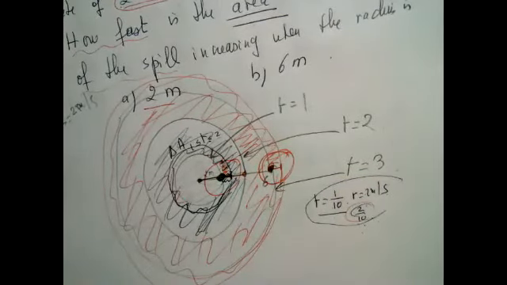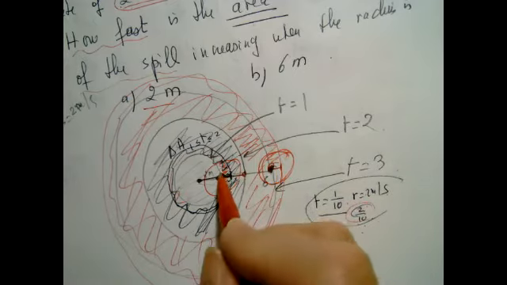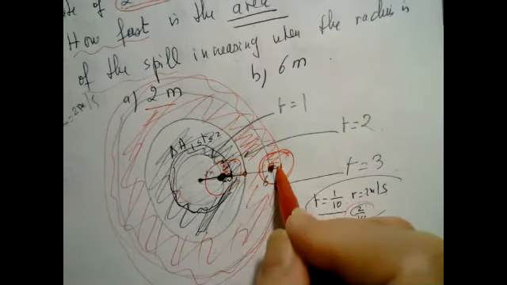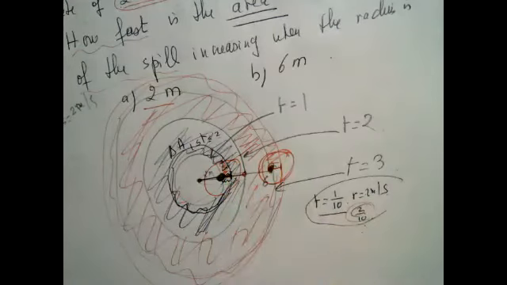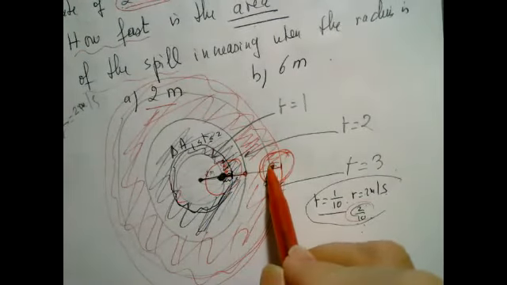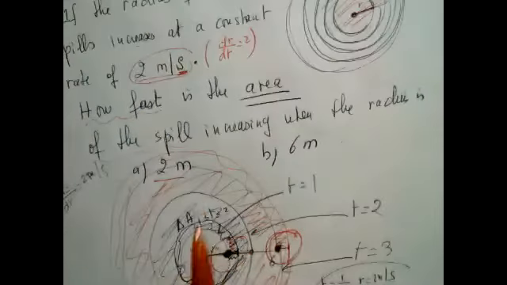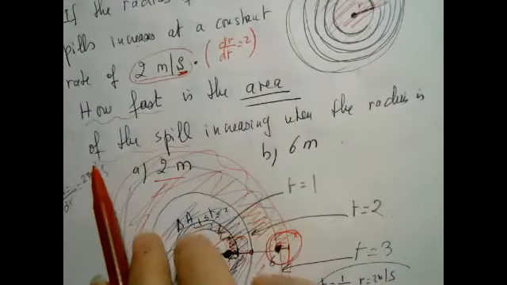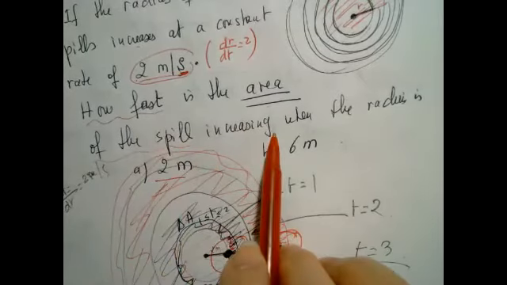So what do I mean by changing with respect to time? It means if you add a little bit of time here, and a little bit of time there, when is the area changing more? Definitely it's changing more right there. So now the question here is, how fast is the area of the spill increasing?